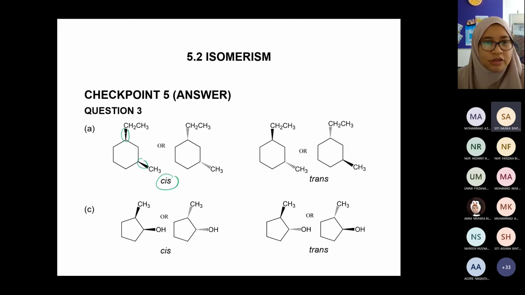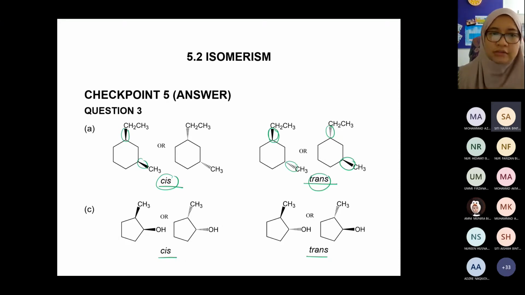Kalau dia cis, same side kan? So maksudnya you should be using wedge ataupun same wedge line or same dashes line. If you are representing trans, maksudnya salah satu mesti pakai wedge, the other one mesti pakai dash. Okay, you can either use this one as wedge ataupun this one as dashes, then this one as wedge. Okay, so this is cis, this is trans. Faham ya? Okay, so this is question C. Cis and trans. Preference lah, if you go for any of this answer, you still get marks for your answer. Okay?